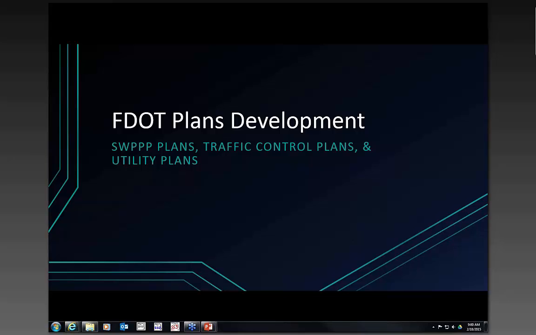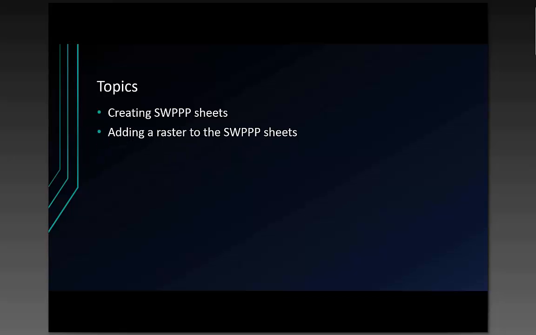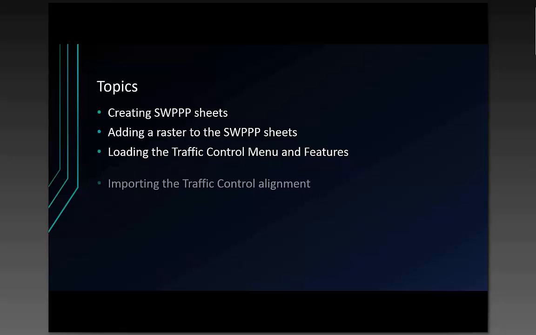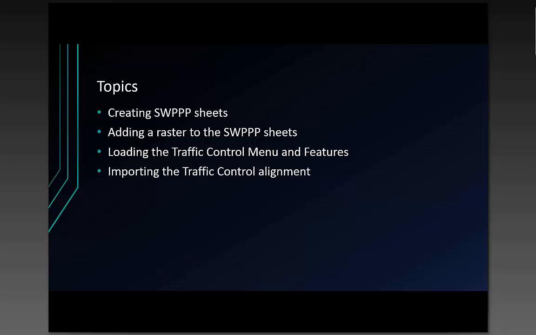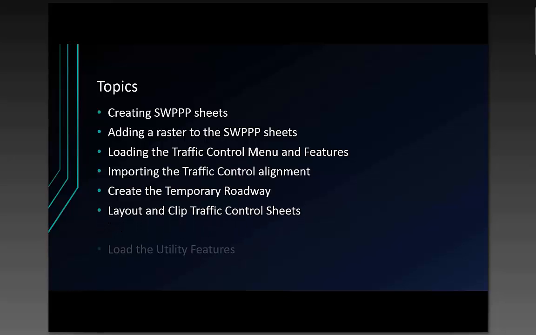My name is Christi Holmes, as you know, and today we're going to be going through the last 3 chapters of the new Plans Development Manual. And in this webinar, we're going to be creating the Stormwater Pollution Prevention Plan Sheets, adding a raster to the SWPPP Sheets, loading the traffic control menu and features, importing the traffic control alignment, creating a temporary roadway, laying out and clipping the traffic control sheets, loading the utility features, and laying out and clipping the utility sheets.